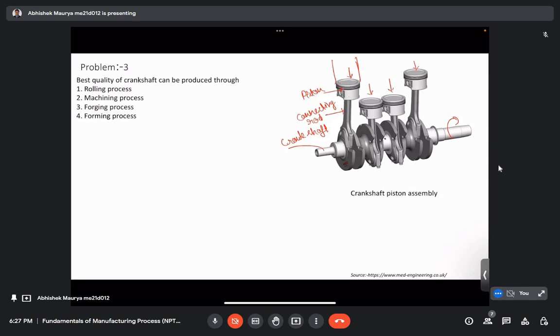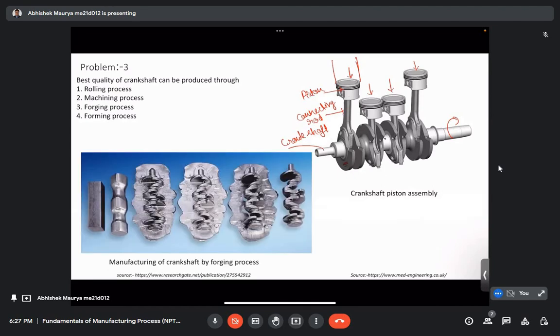So if we see its geometry, if you look at the shaft, it's very complex in nature. If we talk about a normal shaft, it's cylindrical in shape, and if it has some slot for the key, that's all. A normal shaft has very simple geometry, but the crankshaft has very complex geometry, basically because of these counterweights.